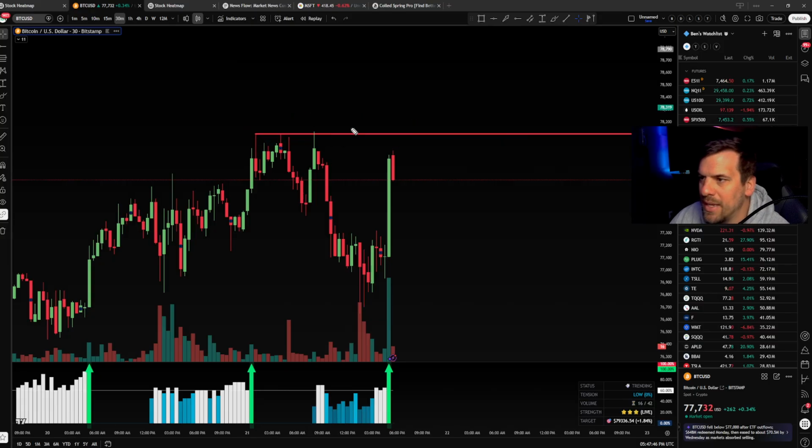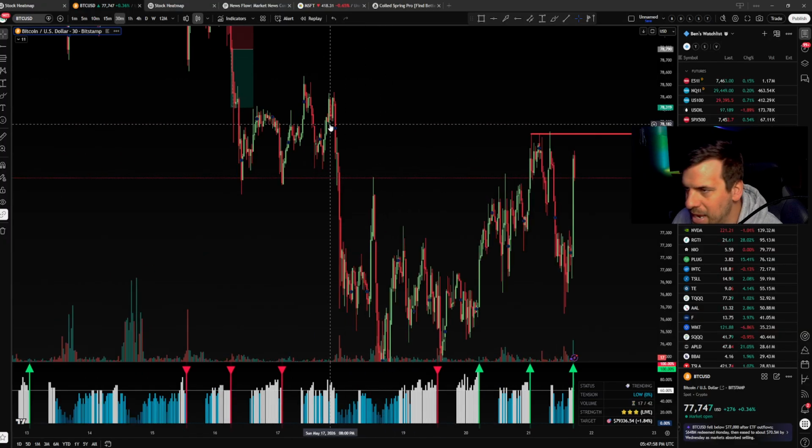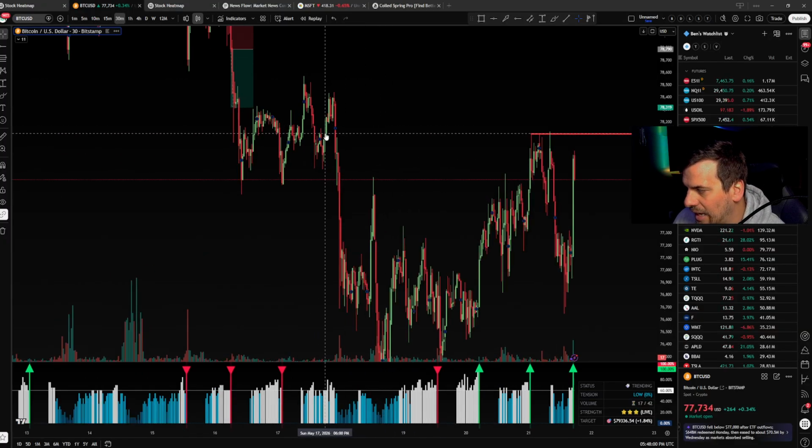And I believe, let me actually zoom out here. I believe that there are also some major resistance lines right here as well.